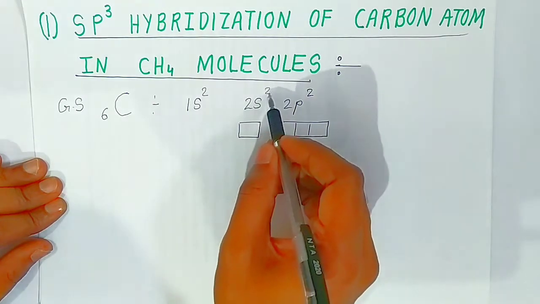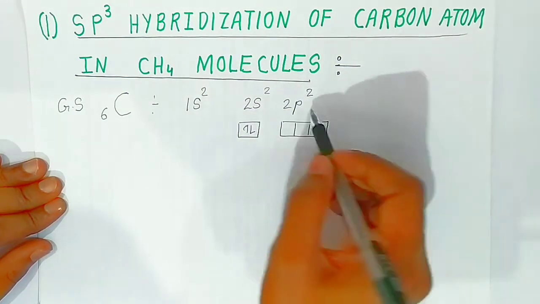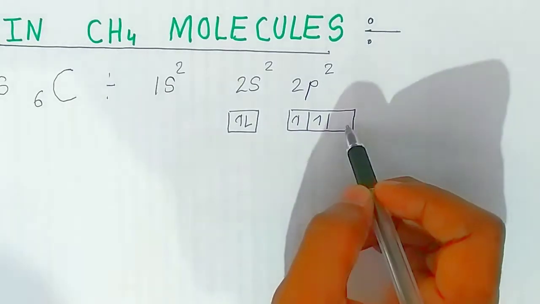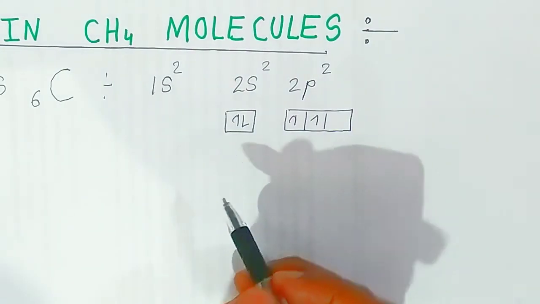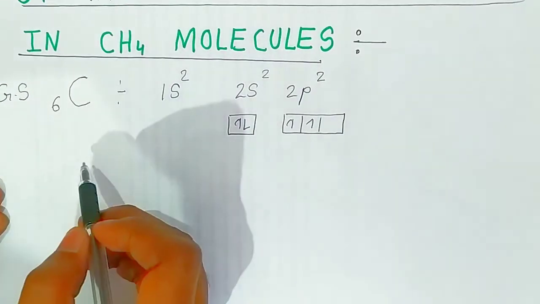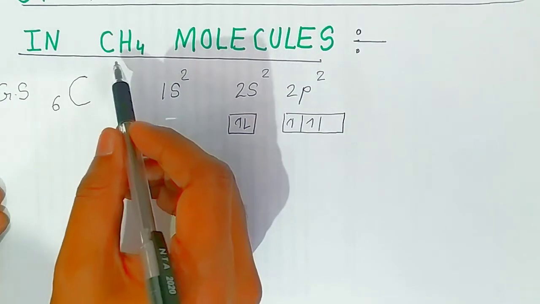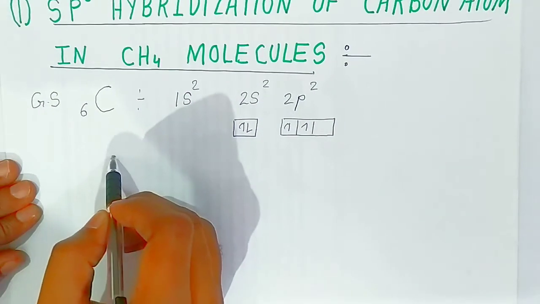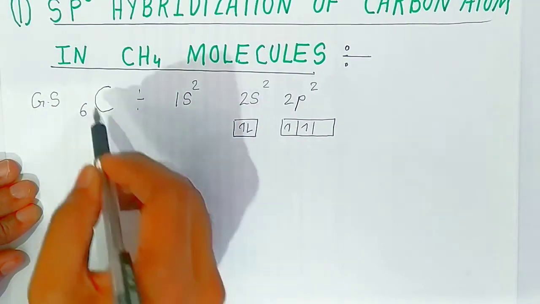Now students, 2s2 means 2 electrons are there, and 2p2 means 2 electrons which are unpaired. One orbital is empty. Okay students, this is the ground state electronic configuration of carbon in methane. Now what happens to carbon when it is not combining with hydrogen, and when the hydrogen approaches this carbon?